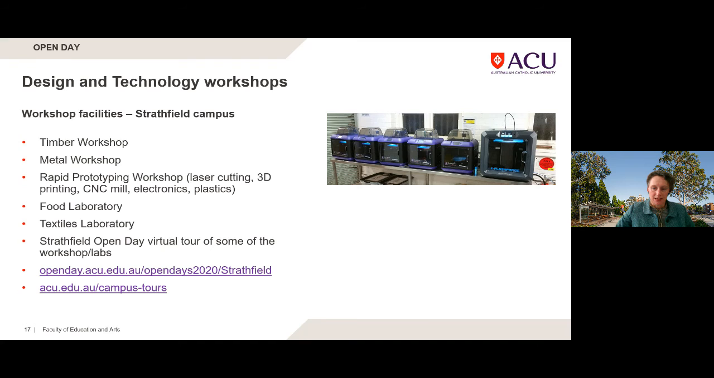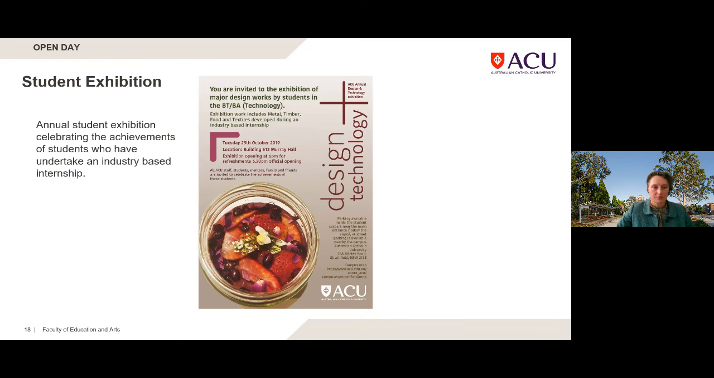The option here is to have a look at virtual campus tours. There is a campus tour that you can do as a virtual tour using the link here, and these are the workshop facilities that we have. These 5 workshops: timber, metal, and a rapid prototyping workshop that's lots to do with laser cutting, plastics, 3D printing, electronics. We've got a food laboratory, and we've got a textiles laboratory.